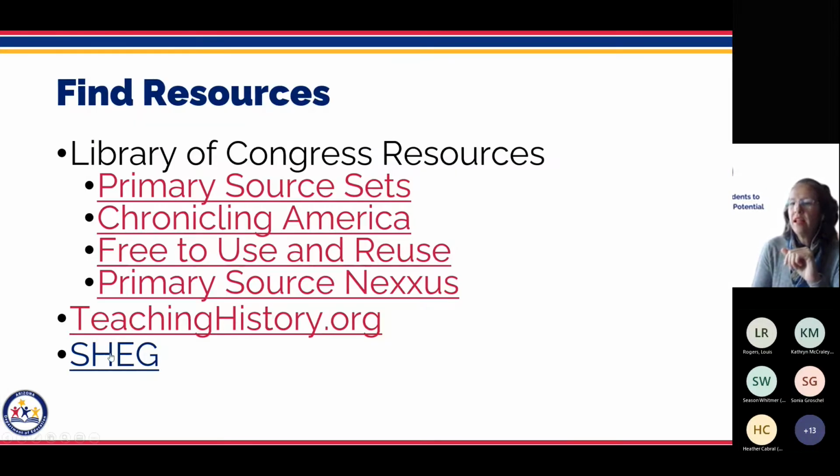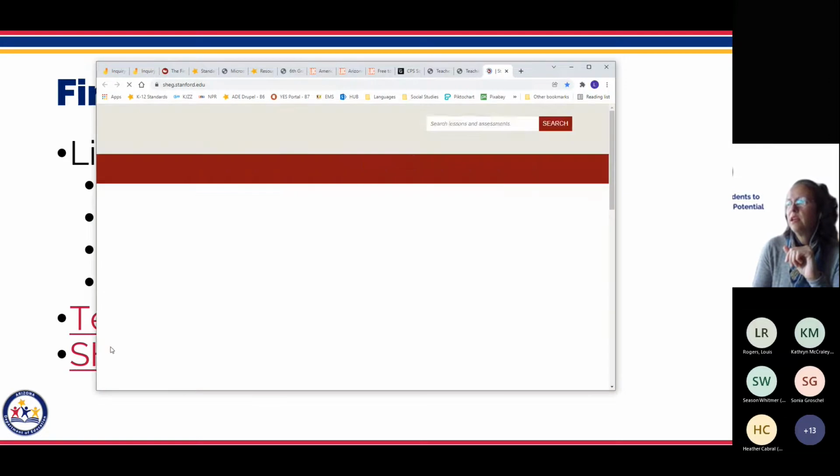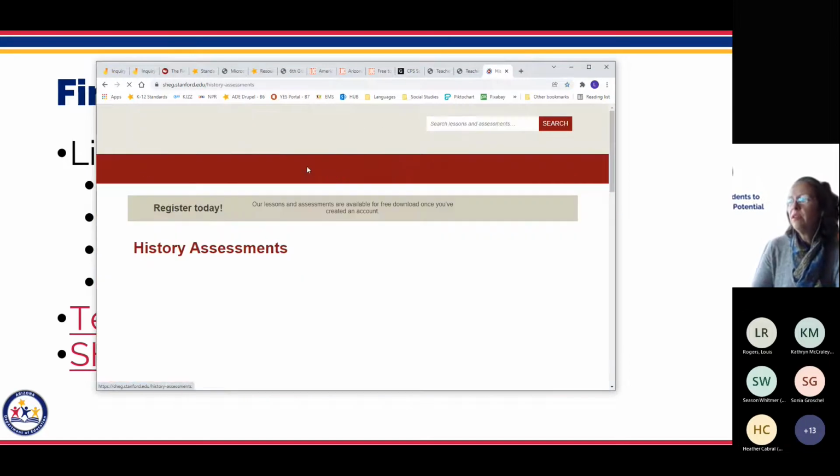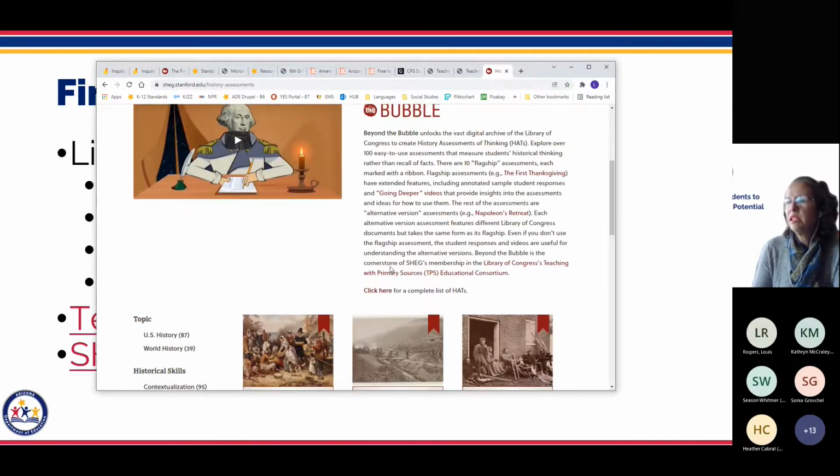And then lastly, here's SHEG, which is one of my all-time faves. They've got Reading Like a Historian, which are other kinds of lessons, a little bit more involved, like a DBQ. But here are the Beyond the Bubble. And I have to put a shout out: if you teach middle school or high school, the Civic Online Reasoning lessons are fantastic. They give a lot of neat things to do and hit those media literacy standards. But here's the Beyond the Bubble history assessments.